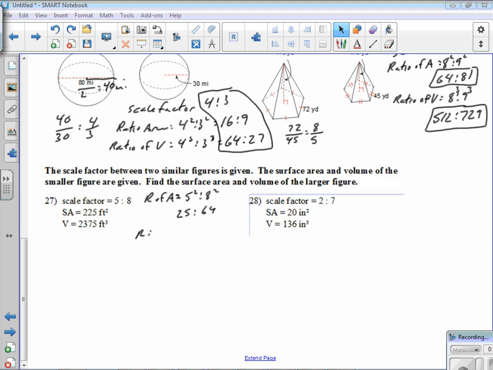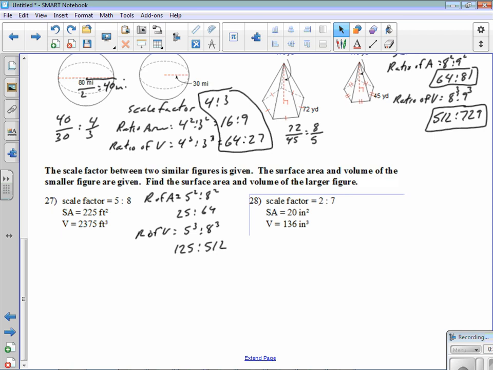Ratio of volume, it's going to cube those, so 5 cubed to 8 cubed. So that'll be 125 to 512.